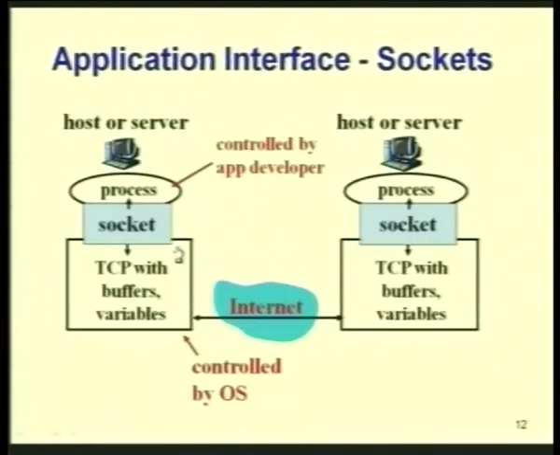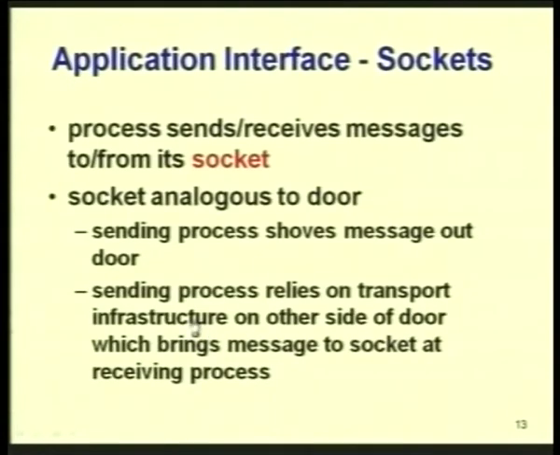So, if you look at this example, this process just puts the message into the socket and it relies on all the rest of this process to make sure that this message is sent to the other side socket. Okay. So, the sending process relies on the transport infrastructure on the other side of the door, which brings the message to the socket at the receiving process.